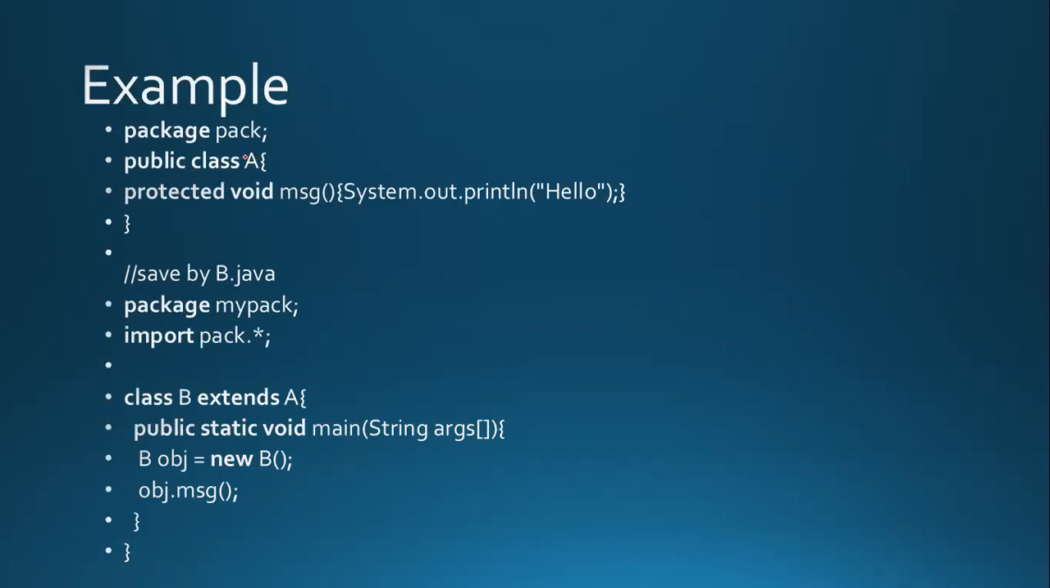Again, here we've got two packages, pack and mypack. In package pack, we have the class A with the protected method message. Now in class B, you can make use of this protected method only through inheritance. Therefore, we are trying to extend class A with B. B becomes the child class and A becomes the parent class.